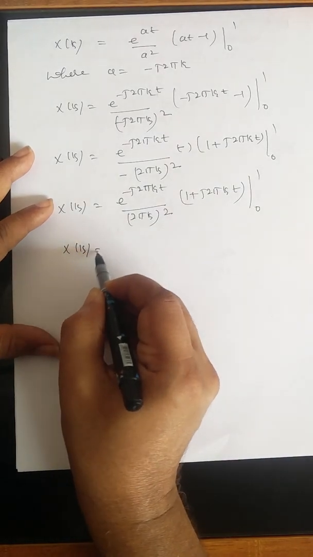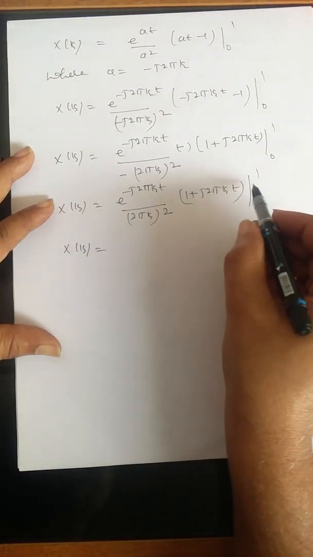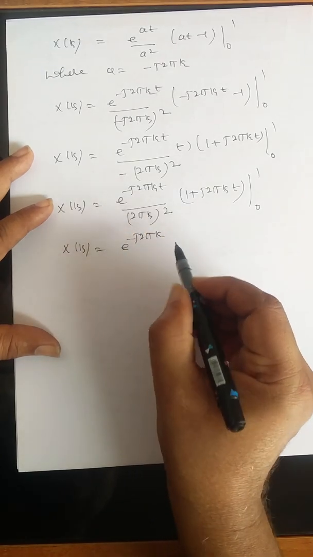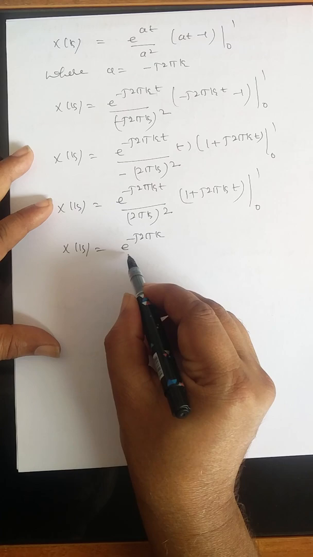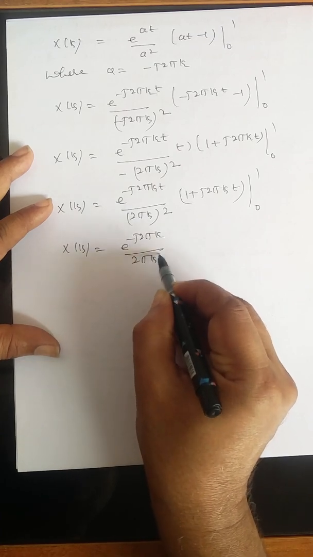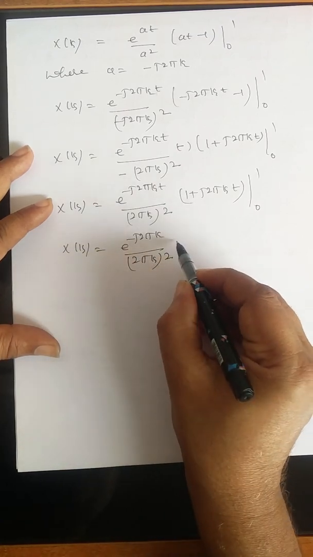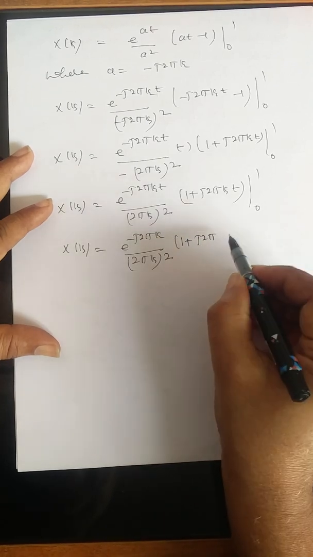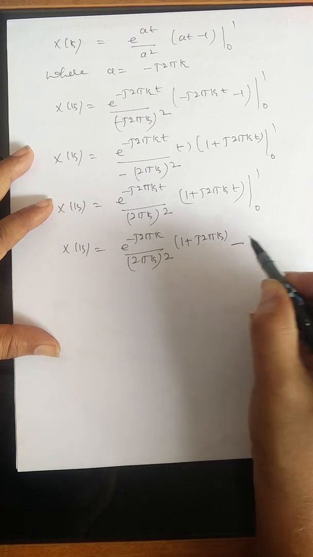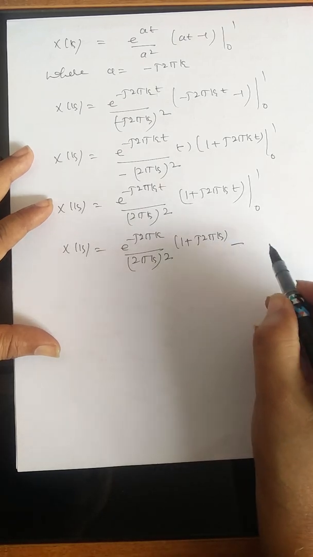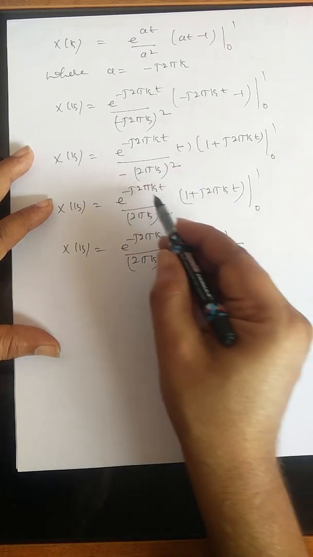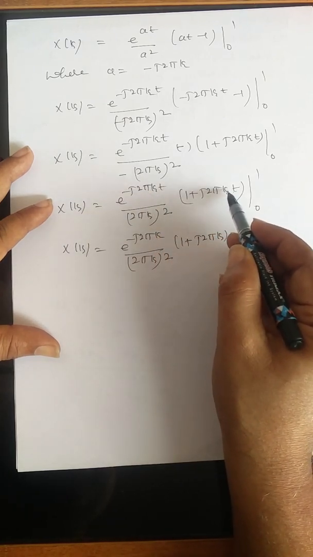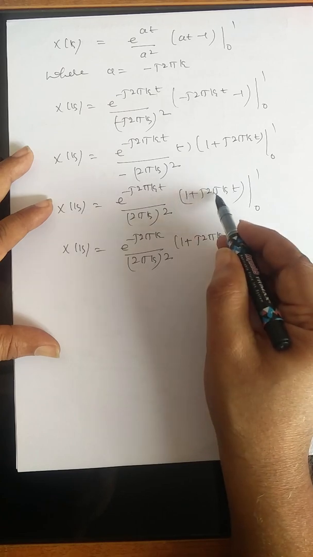Then X of k is equal to, when the upper limit is 1, e to the power of minus j 2 pi k divided by (2 pi k) whole square into (1 plus j 2 pi k), minus, e to the power of 0 value is 1. Here t is 0, so it will become 0 plus 1, which is 1.